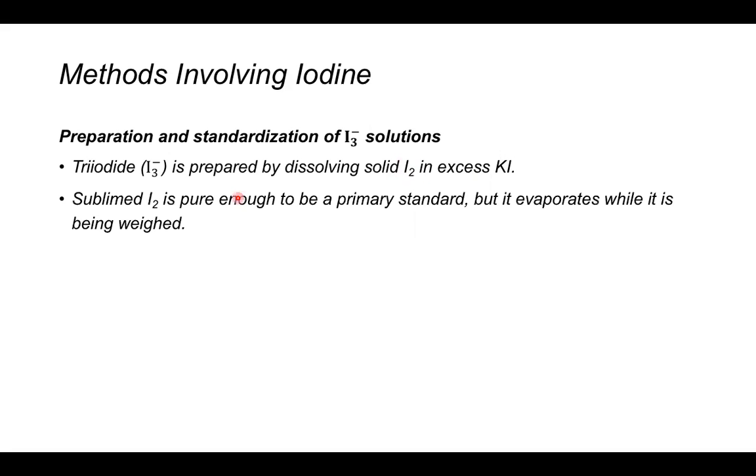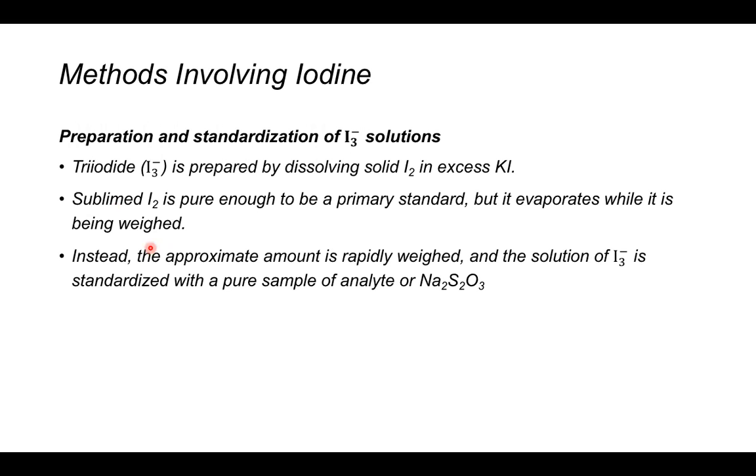Sublimed I2, so that's solid to gas and transferred to a different place within the same apparatus, is pure enough to be a primary standard, but it evaporates while it is being weighed. So that means that we need to do something different. Instead, the approximate amount is rapidly weighed, and the solution of triiodide is standardized with a pure sample of analyte or sodium thiosulfate. So we can titrate it basically to find out the actual concentration, because the triiodide solution in water is pretty stable.